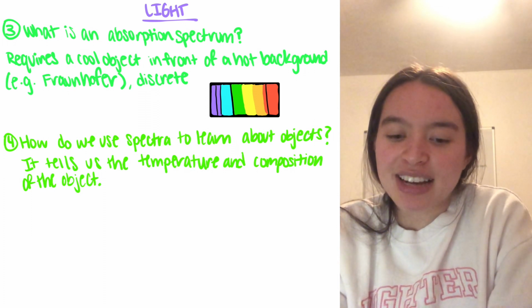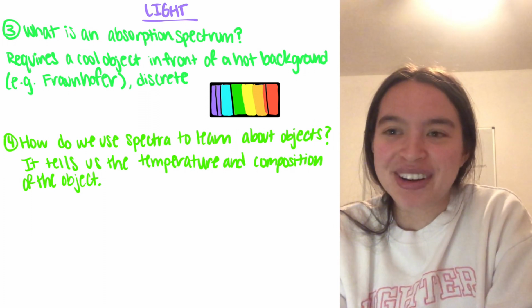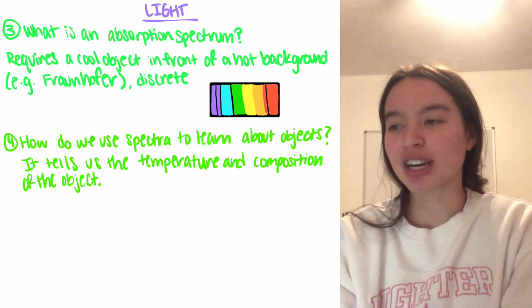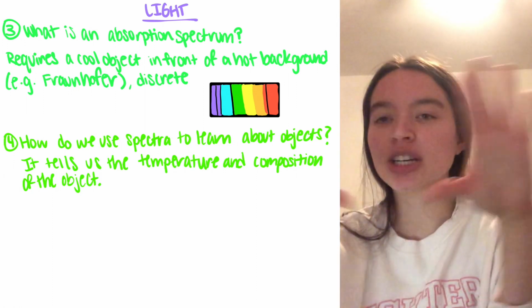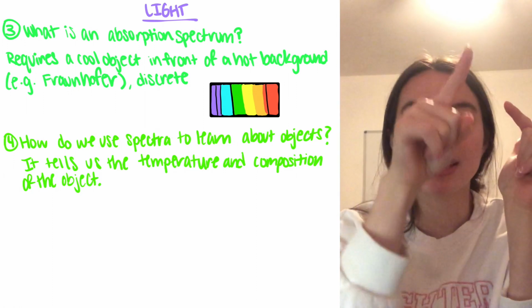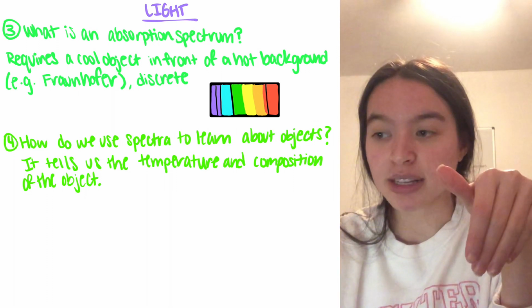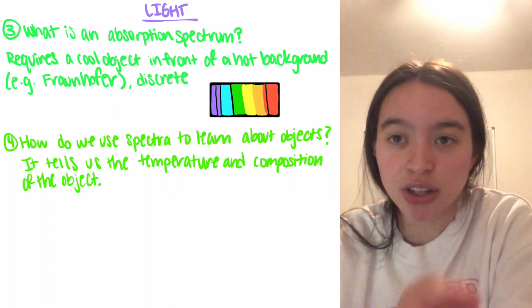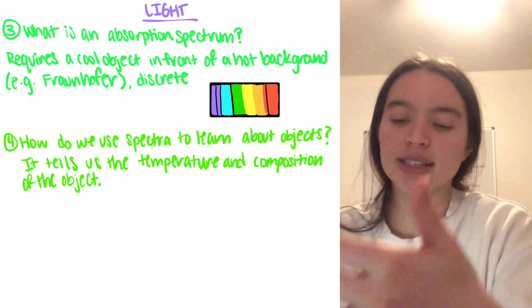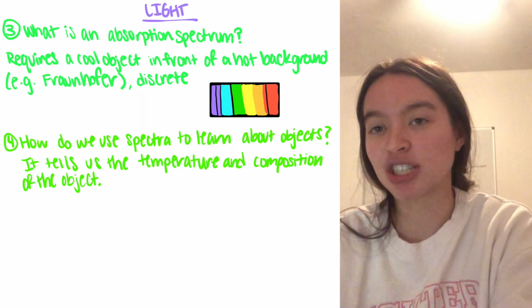And they're definitely going to ask this on the exam, so just make sure you know it. This requires a cool object in front of a hot background. Imagine a rainbow, and then you're going to see black lines in certain spots. Next question, how do we use spectra to learn about objects? What it does is it tells us the temperature and composition of certain objects.